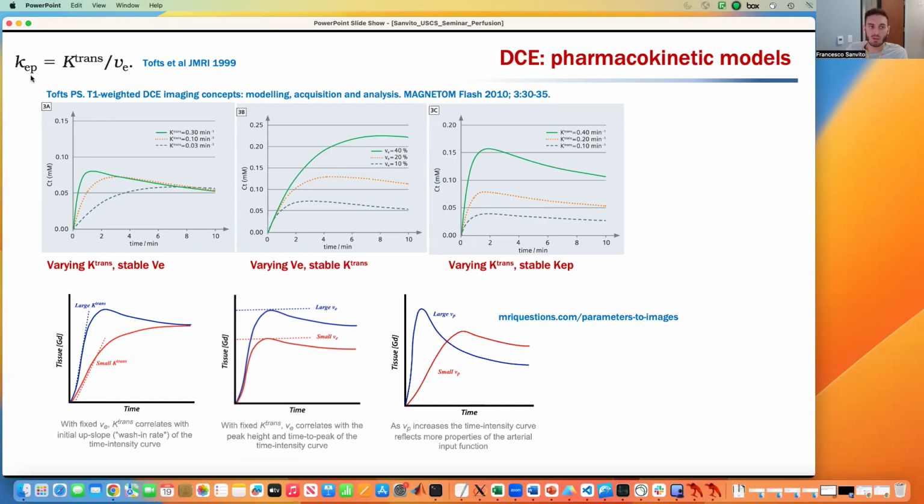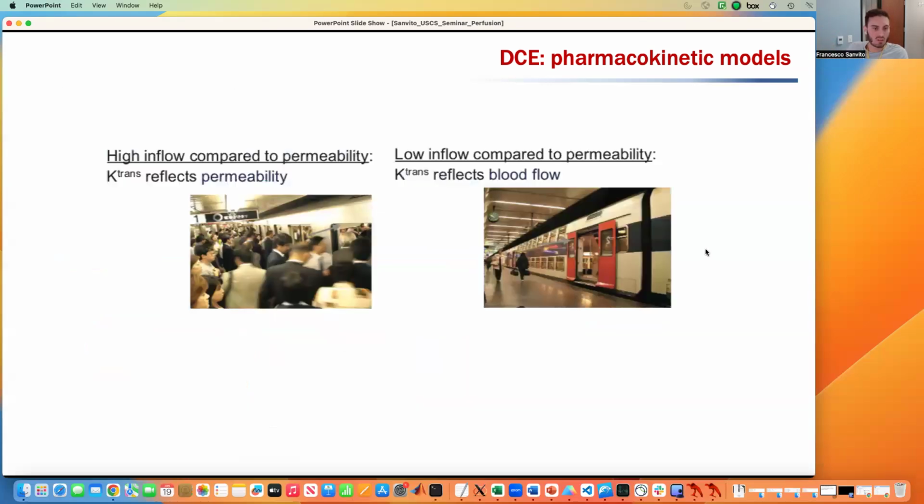Let's remember that Kep, Ktrans, and Ve are intercorrelated. You can only change one at the time while keeping fixed the other one, but the third one is going to change accordingly with the first one that you're trying to change, of course. So it's not super easy. And all of these changes are assuming the same arterial input function, of course, and whatnot.